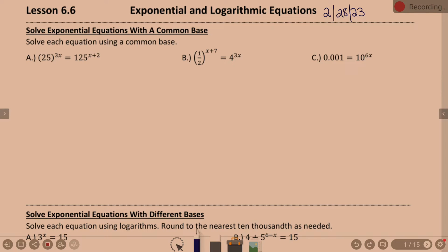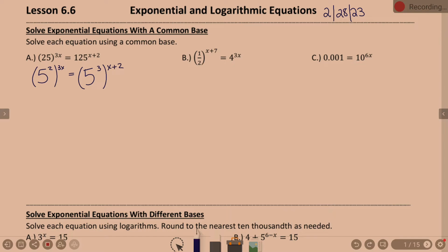So we're going to start by taking 25 and 125, and we're going to rewrite them. 25 can be rewritten as 5 to the second, so 5 to the second raised to the 3x. 125 can be rewritten as 5 to the third raised to the x plus 2. Okay, so that has got to be your main step here, is get those bases the same.